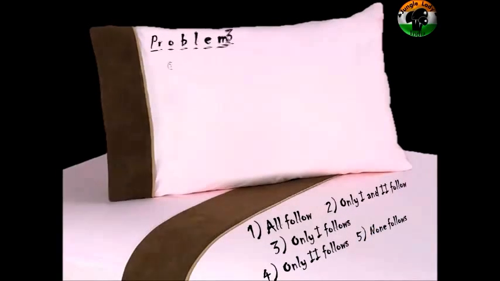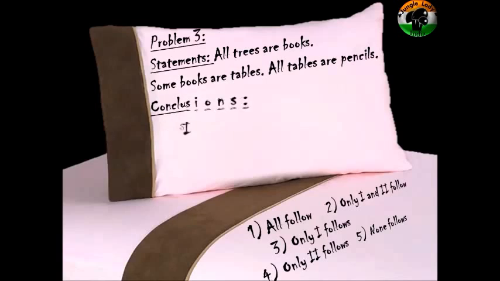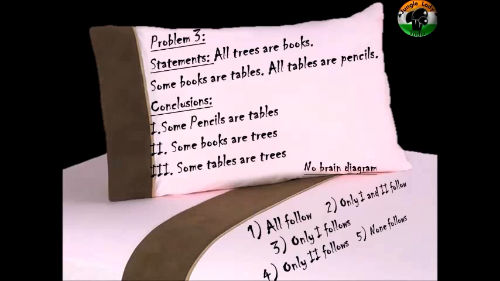Here is problem 3, again with statements and conclusions. So what is step 1? Look at the conclusions to check whether you have any word "no". Luckily we don't have the word "no" in the conclusions, so we are going to draw only the "no brain" diagram. So for the statements, first statement is all trees are books. So obviously inner circle, outer circle, trees inside the circle and books outside the circle.